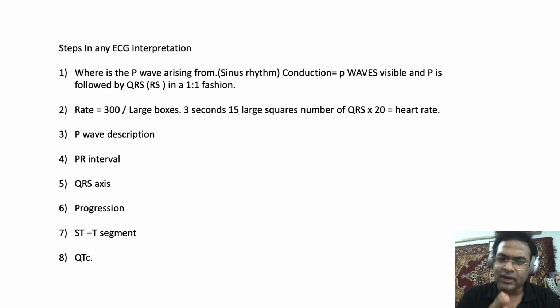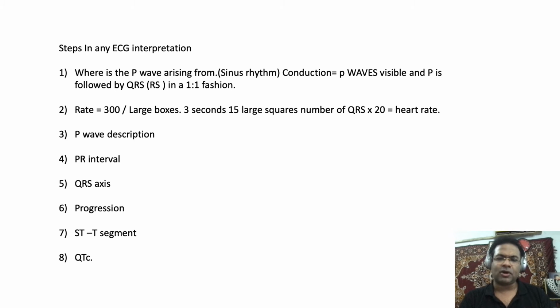And then you look at conduction in the entire ECG. If every P wave is followed by a QRS, you call it a 1:1 conduction, 1 P wave to 1 QRS. Then you talk about the heart rate. So how do you do it? Very simple. Remember, you can use a coarse formula.